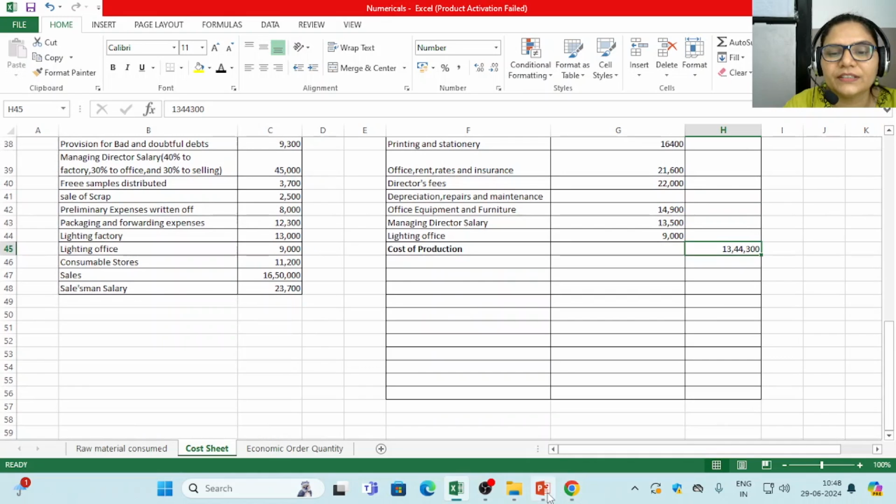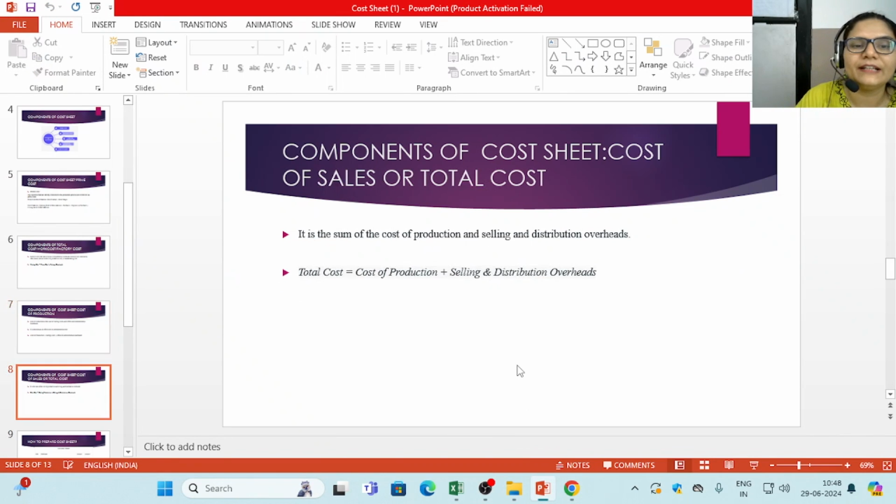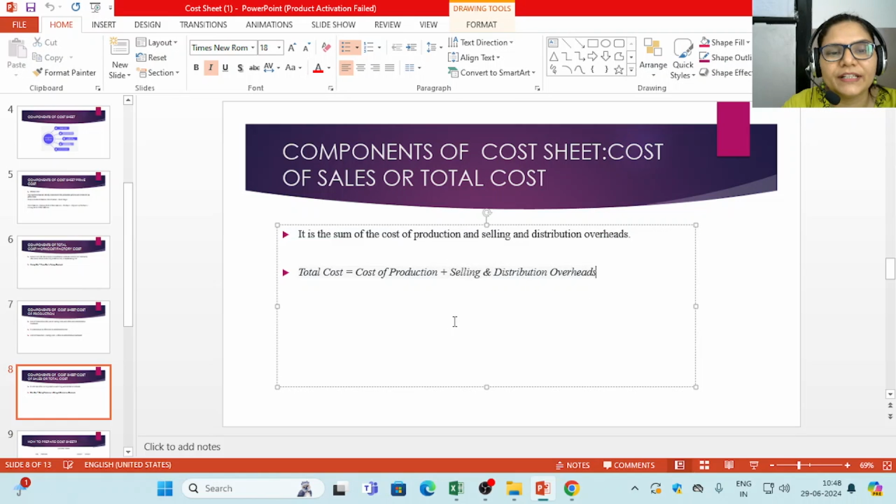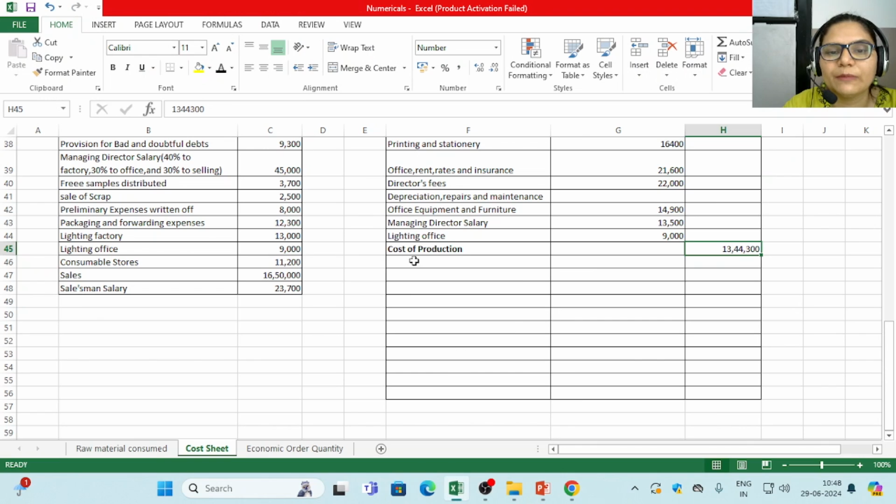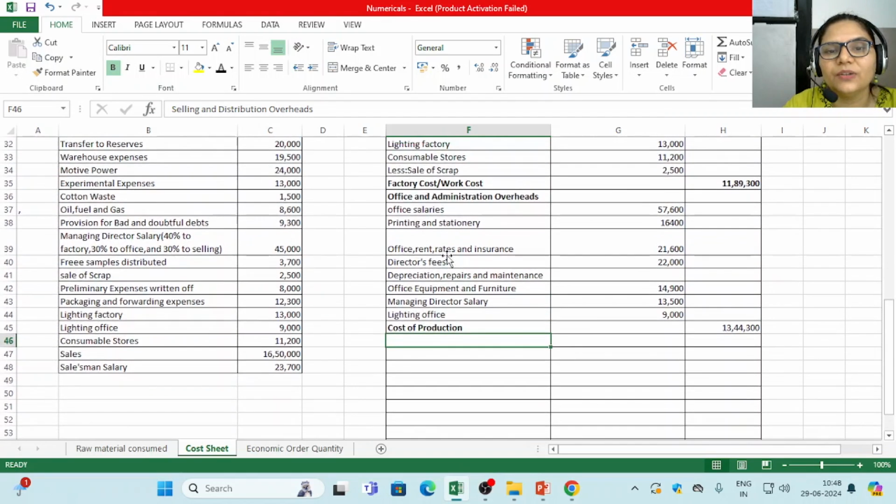Now let us revert back to the previous slides. After adding selling and distribution overheads, we will arrive at total cost. So we will follow the same format. We will add all selling and distribution overheads to arrive at the total cost. Selling and distribution overheads are the overheads which are incurred while selling a product, marketing a product, or any kind of distribution expenses.